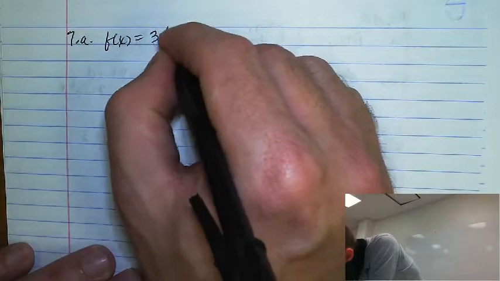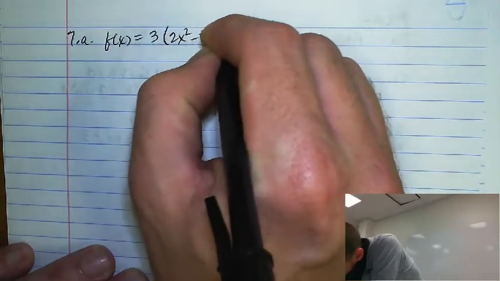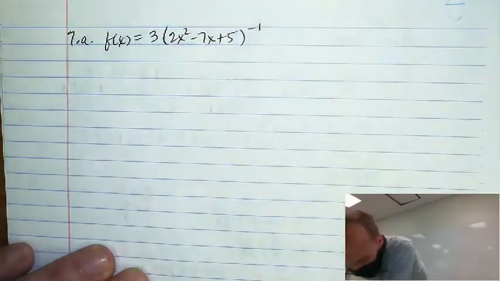So this was just a bizarre function that they started with partial fractions so that they could ask you some questions, and they worked backwards from it. So f is 3 over 2x squared minus 7x plus 5, which is 3 times 2x squared minus 7x plus 5 to the negative 1.